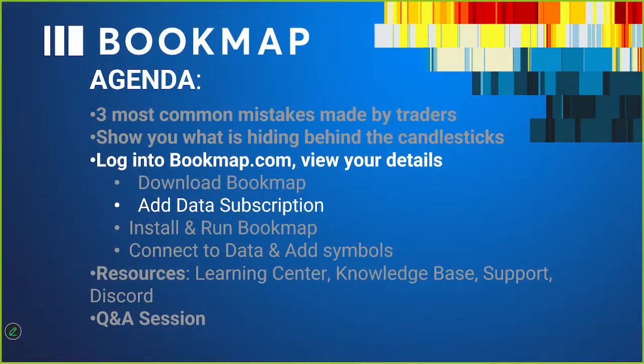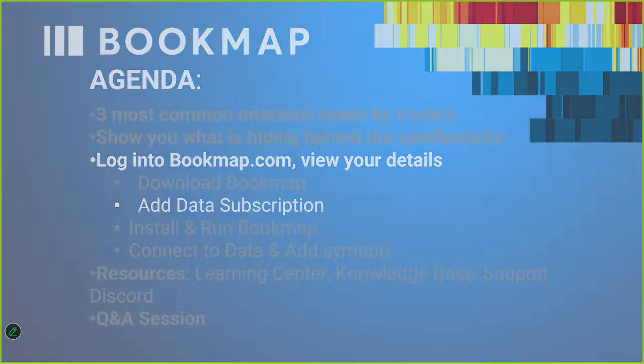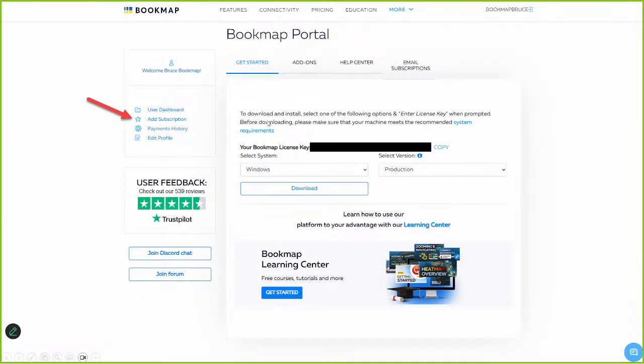Now, when you're logging in and getting everything set up, one of the first things that you also want to do is make sure that you have the right subscription to Bookmap. Depending on what you're going to be trading, you want to have the appropriate subscription. If you're not quite sure what you're on, you can always go to the top of your platform. I'll show you where that is in just a little bit, and you can see which subscription you have. You can also do it here inside of the portal, but make sure you have the appropriate subscription.